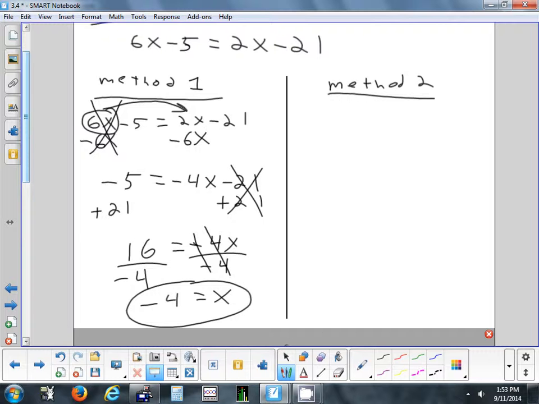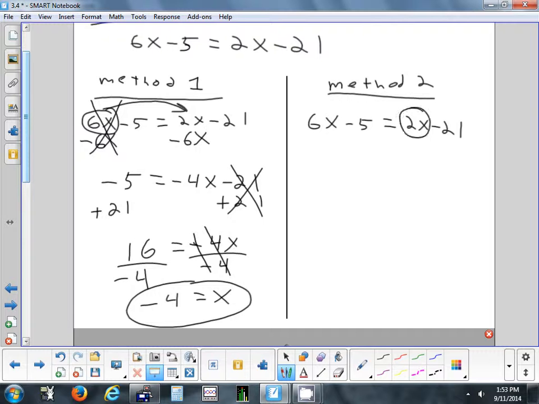So in method 1, we put all the variables on the right, and we got negative 4. What do you think we're going to do in method 2? We're going to put all the variables on the left. For this first problem, I'm doing it two ways. Every other problem today, we are not going to do it two ways. We're going to do it one way. But I just want to show you both ways to do the first one.